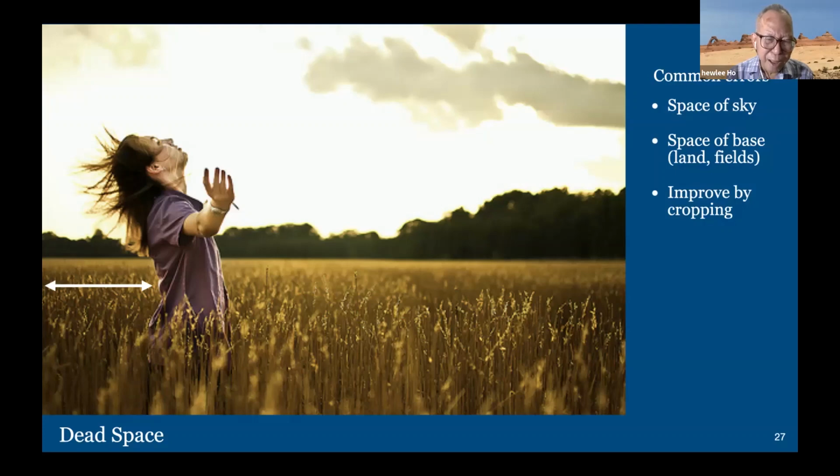So you try to balance the dead space and the active space in such a way that it can tell a story. So in this picture, what is he trying to do? Either he is enjoying nature, the fresh air, or he's trying to communicate with something up there. So it's up to you to imagine and interpret the picture. But just bear in mind, there's a balance between the dead space and the active space.